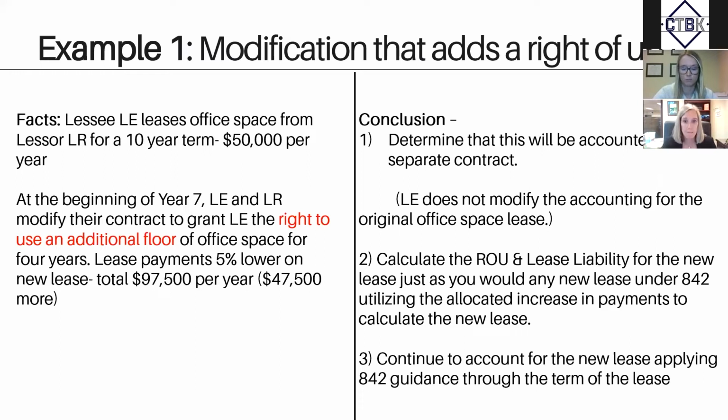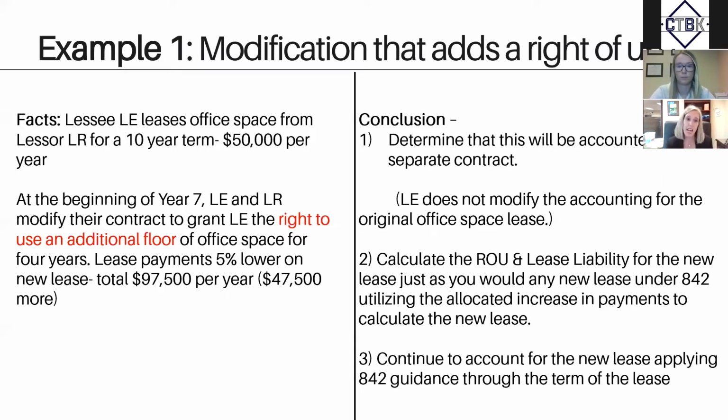What does that mean? That means that the right of use asset and lease liability from the original lease would still be amortized the same way you've always treated it. So that lease liability would be accounted for the same way. The right of use asset would be amortized the same way for that 50,000 under that original lease.